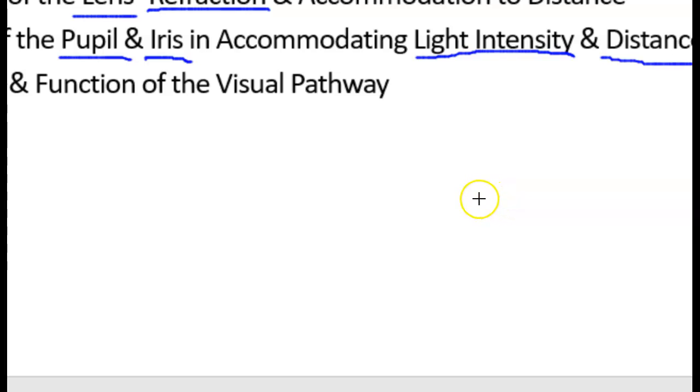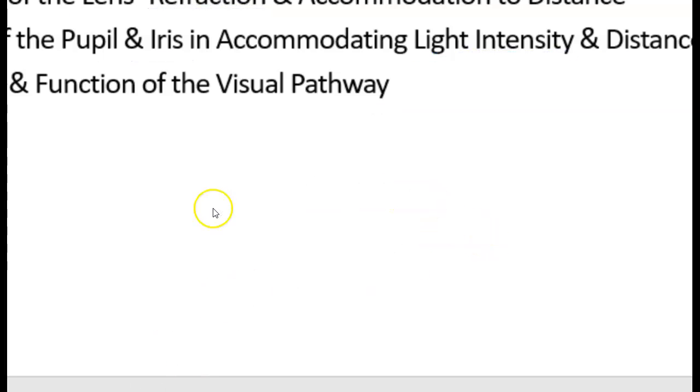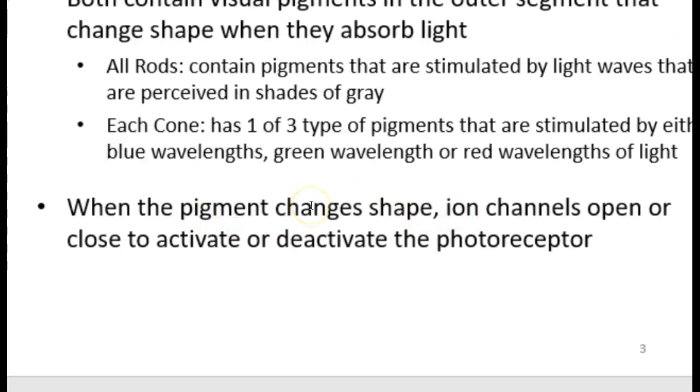And then the fourth topic is more anatomy than it is physiology, but it does relate to some function, and that is the visual pathway all the way to the brain, from the eye to the brain. So I recommend that you have your lab manual on hand while you're watching this so that you can take notes on certain pages as I discuss these 4 different topics.